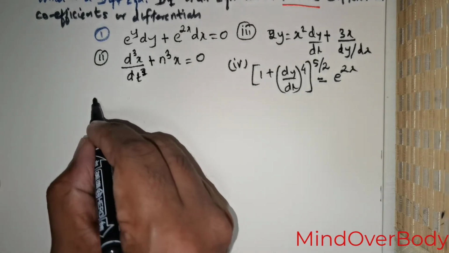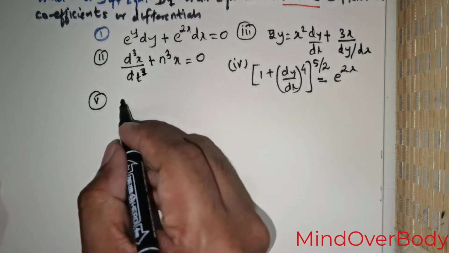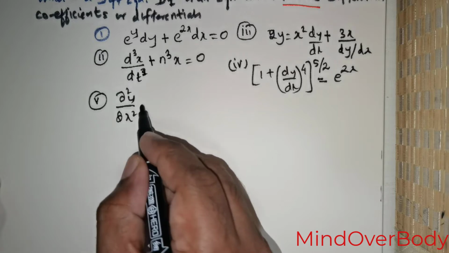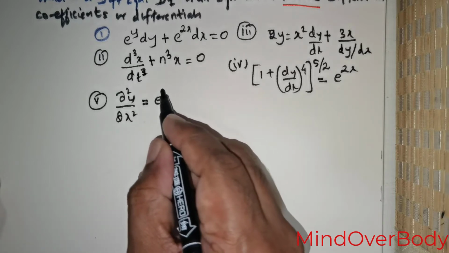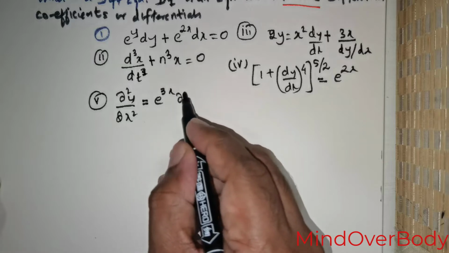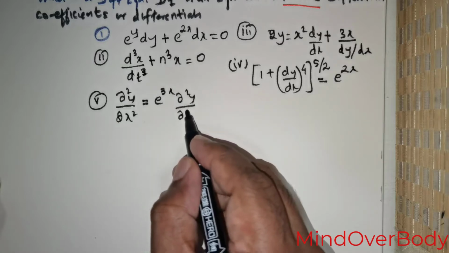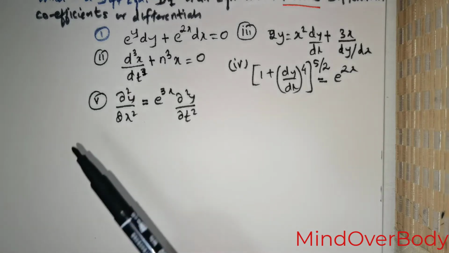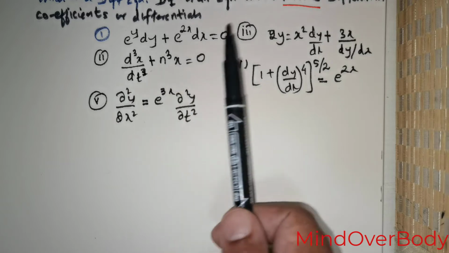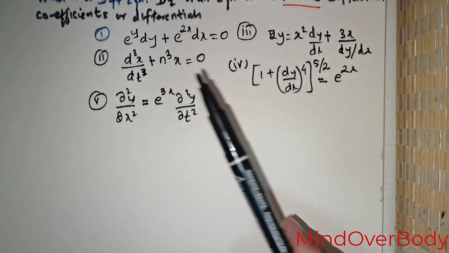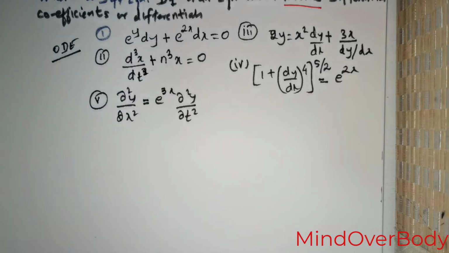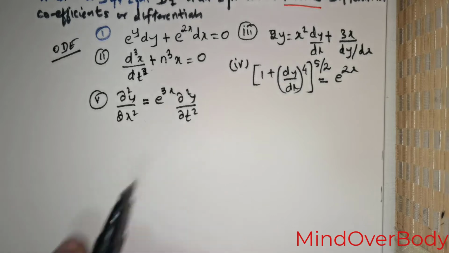And finally, one more differential I can give. Dou squared y over dou x squared is equal to e raised to the power of, say, some 3x times dou squared y over dou t squared. So these are all some of the examples. Now examples 1, 2, 3, 4 are all called ordinary differential equations. So let me write that down, ODE. And example 5 is called a partial differential equation.